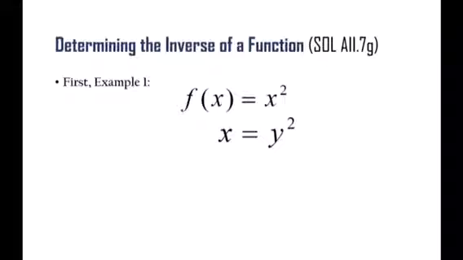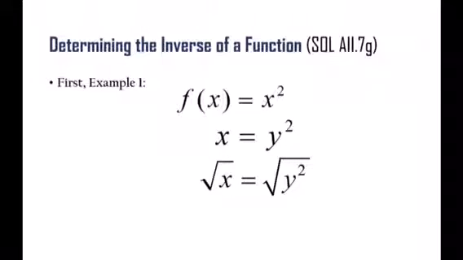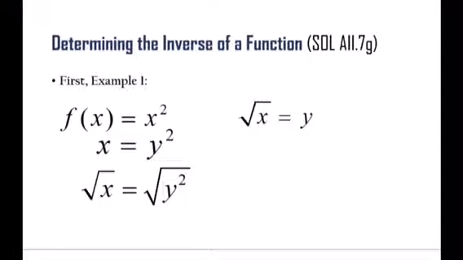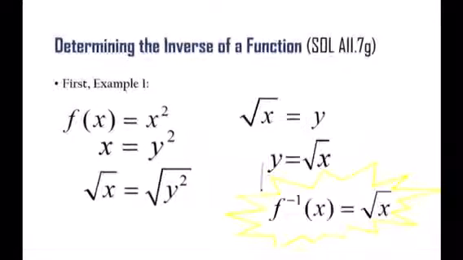Remember, determining the inverse of the function is where you switch the x and y. Next, take the square root of x and the square root of y squared. This will equal the square root of x, which equals y. And so, flipping it around, y equals the square root of x. So the inverse of the function f(x) equals x squared is f inverse of x equals the square root of x.